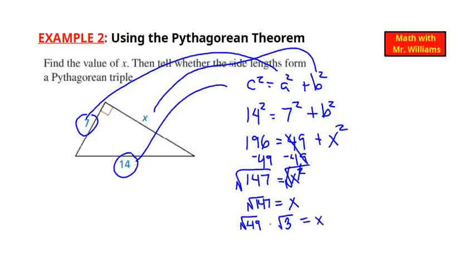And we know the square root of 49 being a perfect square is going to be 7. So now we have 7 square root of 3 equals x is our answer. And because 7 square root of 3 is not an integer, the side lengths do not form a Pythagorean triple.